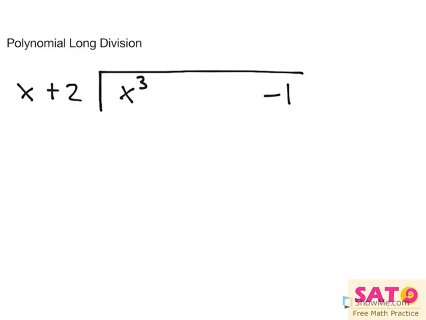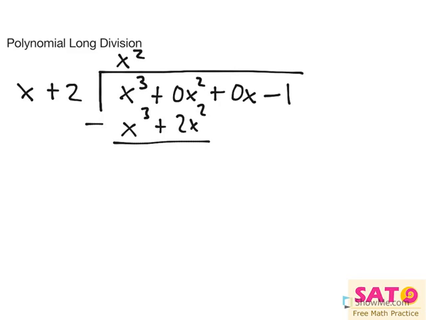Here's our next problem. You might be wondering why I have this huge space right here, but we need it because we need to have placeholders for each degree. Even though we don't have any number, we can just represent it by using 0x or 0x squared. So let's get started. What times x equals x cubed? That'd be x squared. x cubed plus 2x squared.